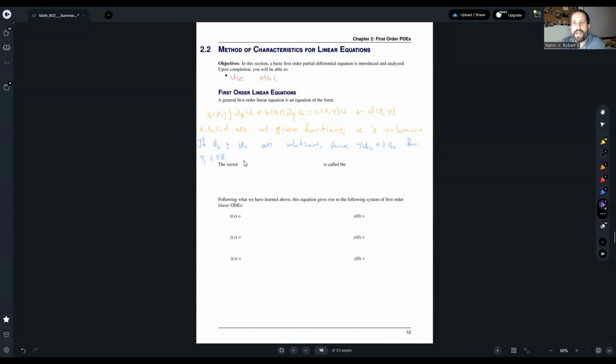Now the vector a of x y, b of x y. In all of the previous problems, a and b have been constants, 2 and 3, 1 and minus 1, whatever it was. But in general, they can depend on the x and y value. This is called the characteristic direction of the PDE.